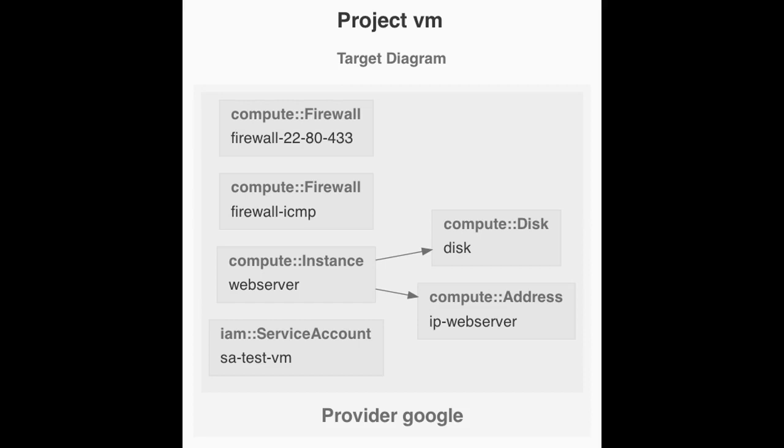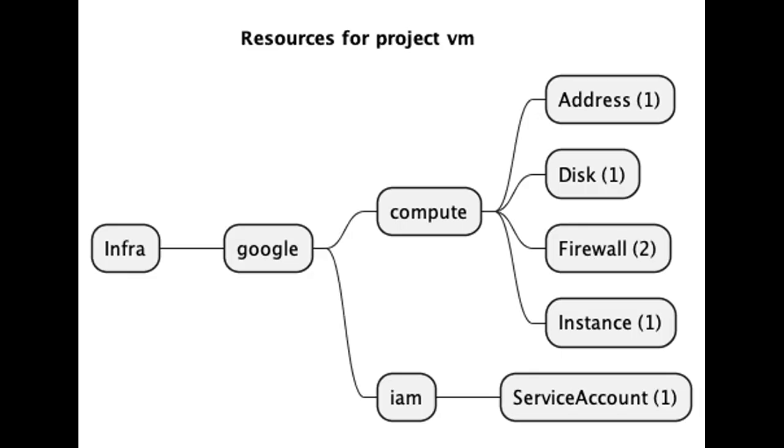A picture is worth 1,000 words. Various types of diagrams of the architecture can be generated automatically. Here are the resources represented as a mind map.